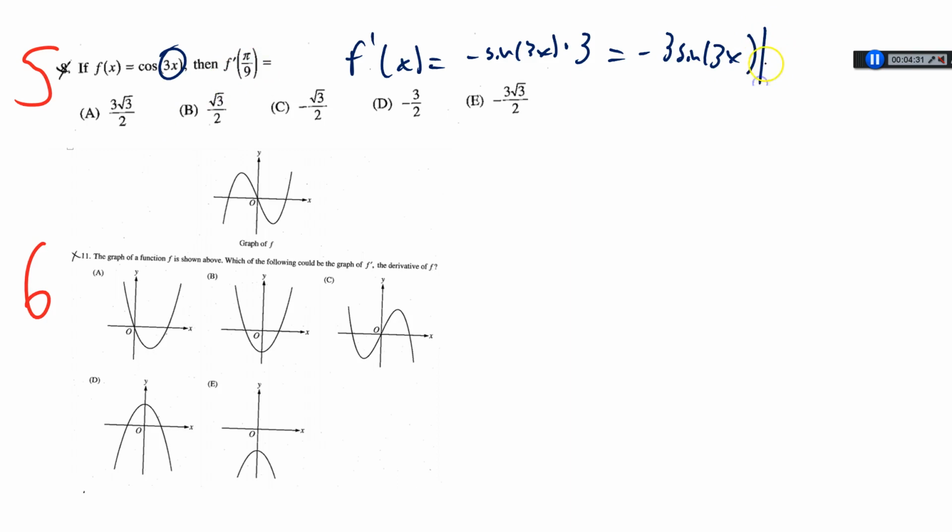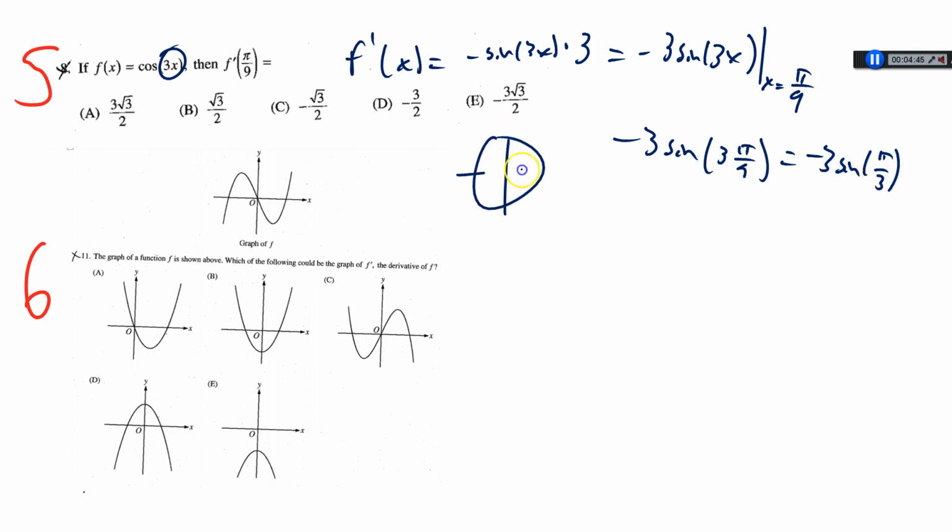So let's evaluate that at x equals pi over 9. So let's plug it in. So we have negative 3 sine of 3 pi over 9. 3 pi over 9 is pi over 3. So it's negative 3 sine of pi over 3. Pi over 3, right there. Sine is root 3 over 2, so this is negative 3 times root 3 over 2. And there it is, E.